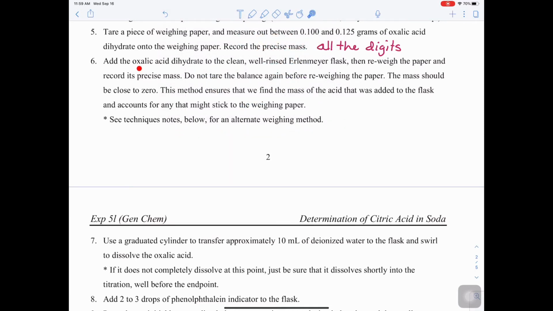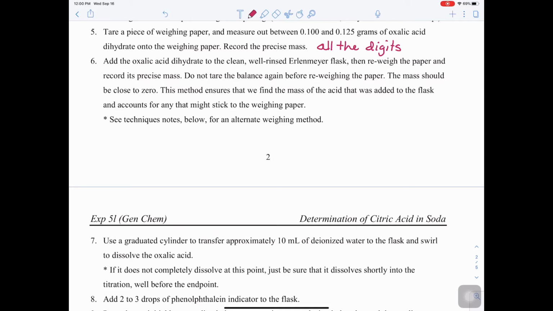Then we're going to take the oxalic acid on the paper and add it to a clean Erlenmeyer flask. It's fine that it's wet, it just needs to be clean. And then we're going to put the paper right back on the balance and record the mass of the paper again. Now, if all of the oxalic acid got into the flask, then the mass of the paper will show as 0. If some of the oxalic acid dihydrate stuck to the paper, then the mass will not be 0. And that's what we're looking for, because sometimes these acids are a little bit sticky and we don't always get all of it into the flask.